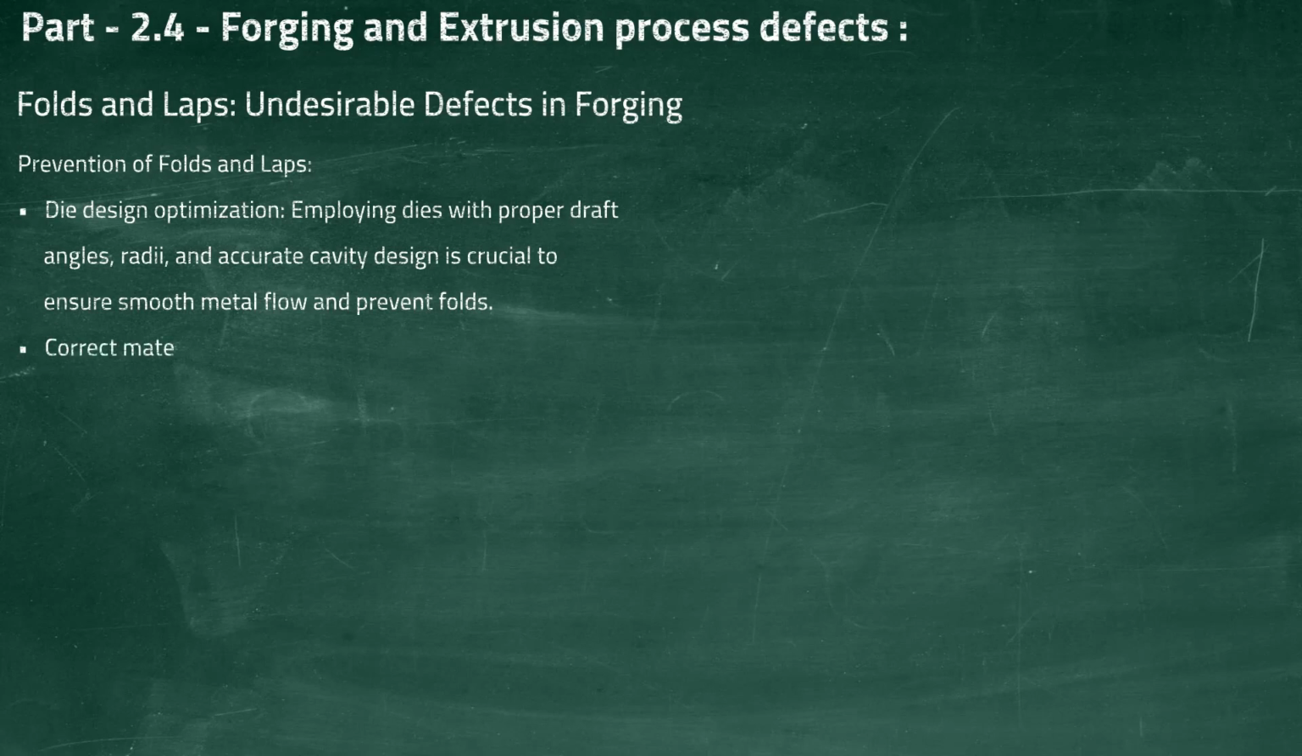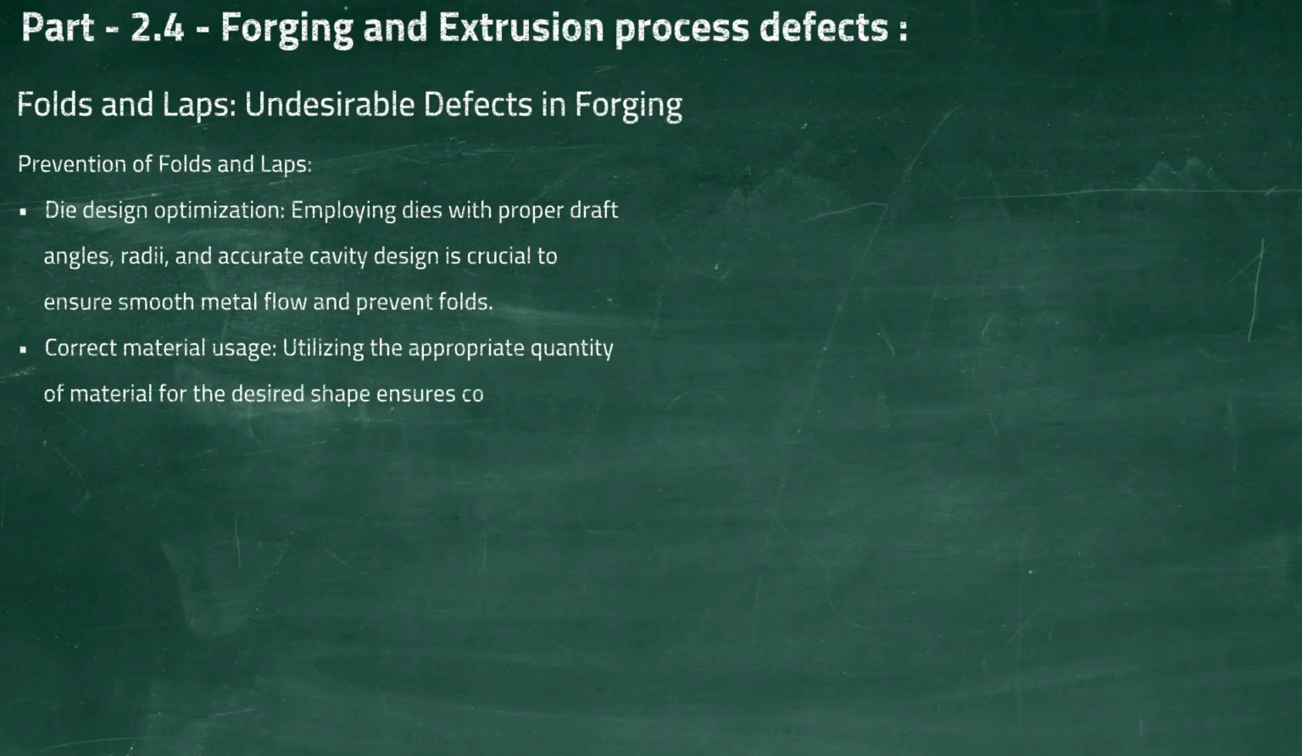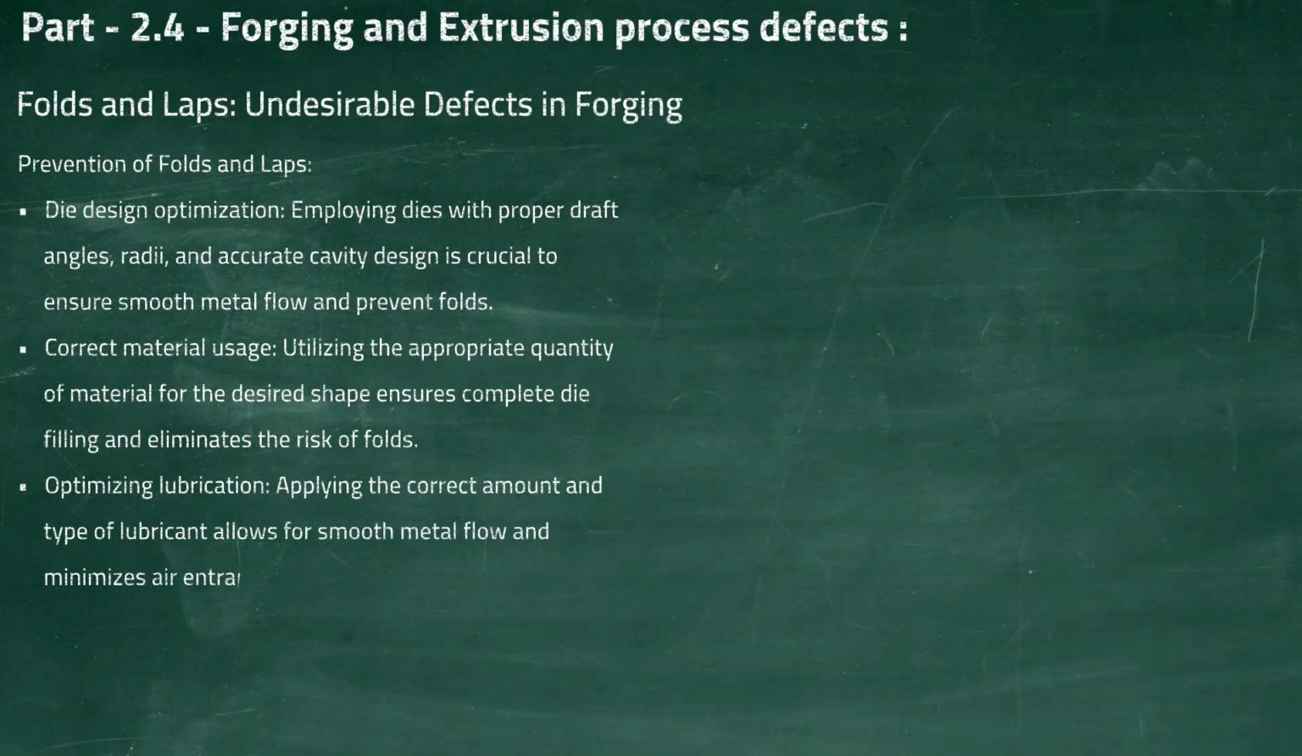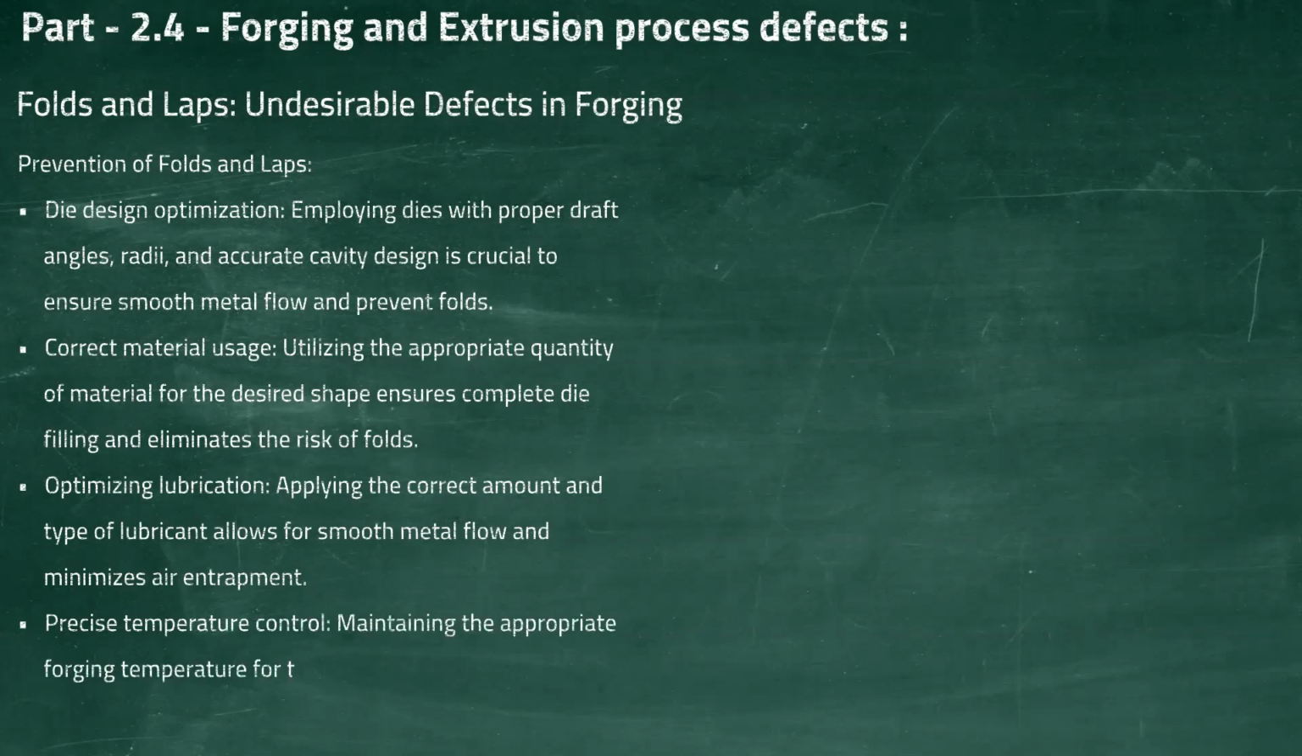Correct material usage. Utilizing the appropriate quantity of material for the desired shape ensures complete die filling and eliminates the risk of folds. Optimizing lubrication. Applying the correct amount and type of lubricant allows for smooth metal flow and minimizes air entrapment. Precise temperature control. Maintaining the appropriate forging temperature for the specific material optimizes metal flow and prevents folds.